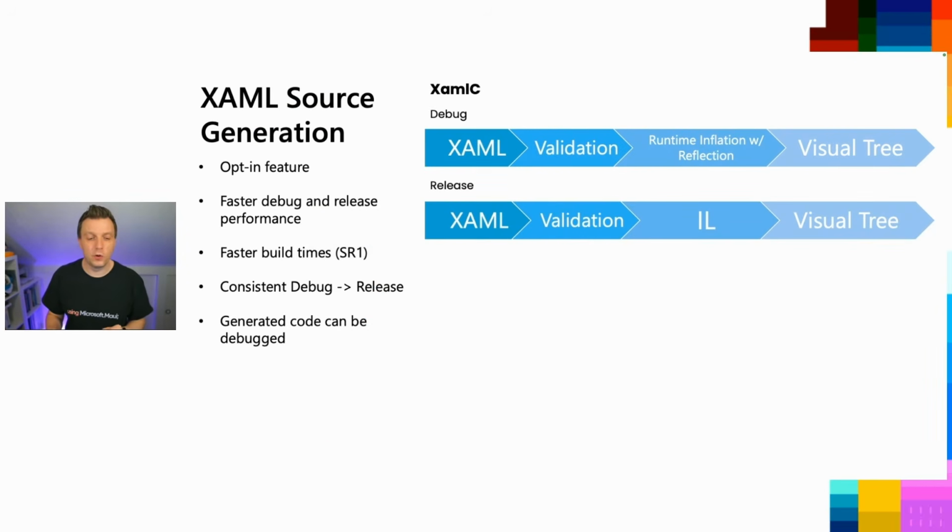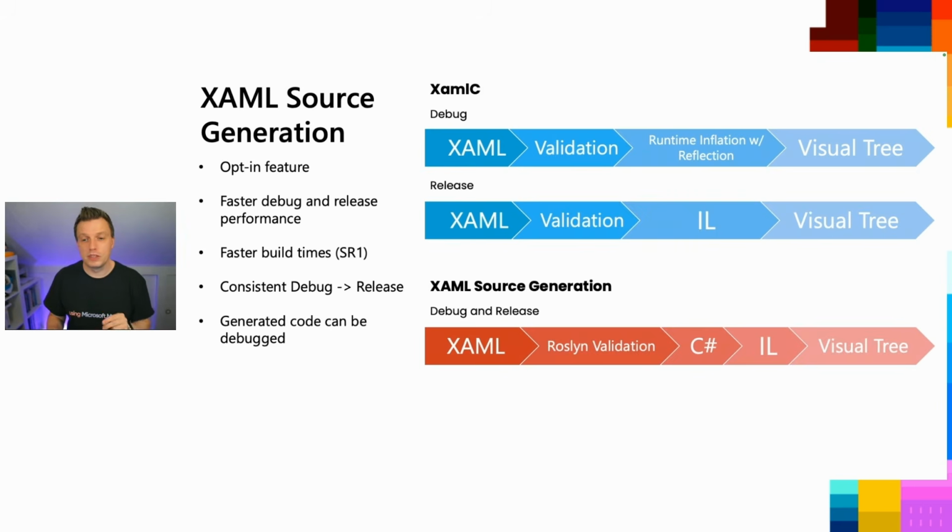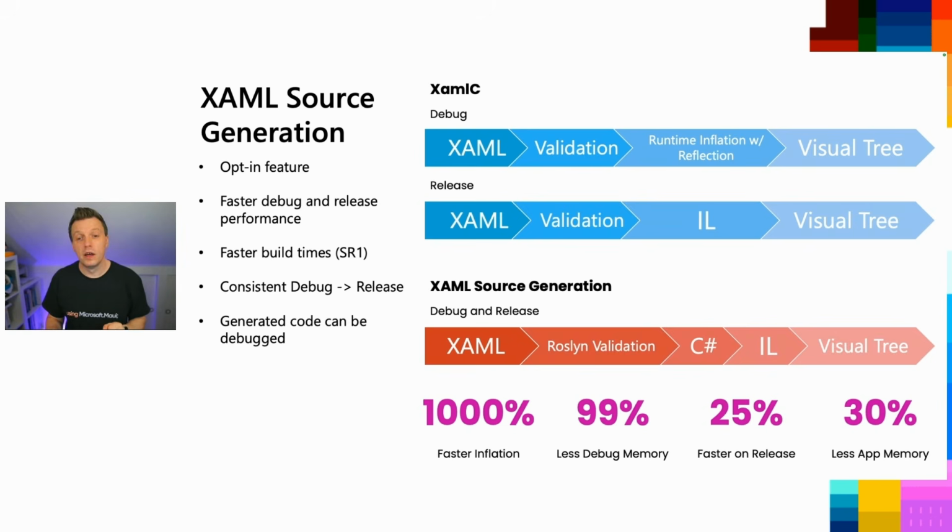XAML source generation, I already mentioned it. So it's an opt-in feature right now. It will have faster debug and release performance just out of the box, just by flipping one bit, and you don't have to worry about anything. And these numbers are even old, right? So the way that you're probably using right now is XAML-C, XAML compilation, which compiles it to intermediate language. A little bit of a technical story, but now with XAML source generation, it will be generated to C# code that you can actually read and actually debug with.